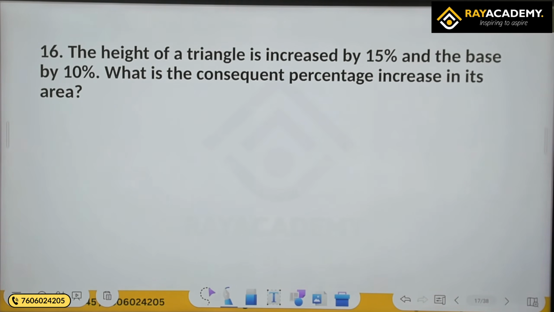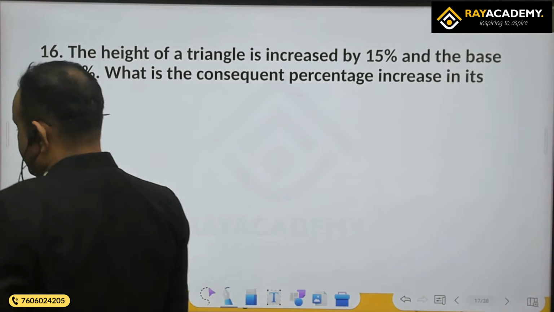The height of a triangle is increased by 15% and the base by 10%. What is the consequent percentage increase in its area? For a triangle, some percentage increase in height and base is given, then what is the percentage change in area?